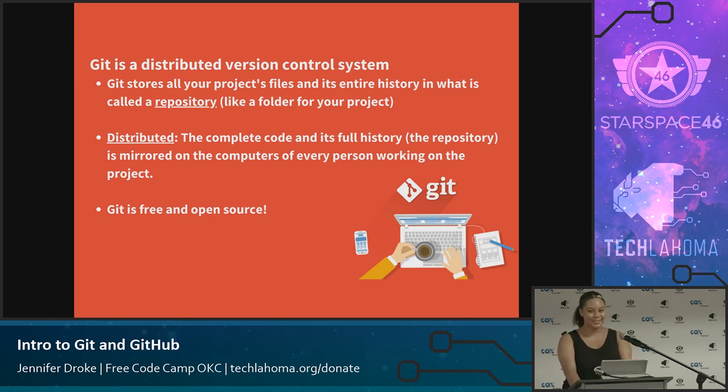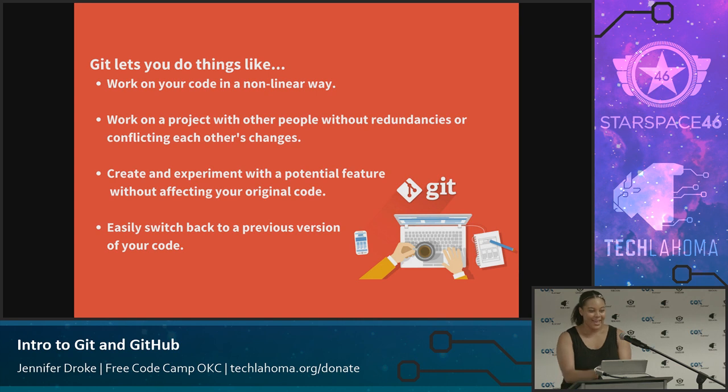And last but not least, Git is free and open source, as you've seen from downloading. It costs nothing to use. And a few examples of what Git can let you do. You can work on your code in a nonlinear way, and that basically means that, say you have a project completed. If you want to go back and add a certain feature to a certain part of that project later on, Git lets you do that at any time.